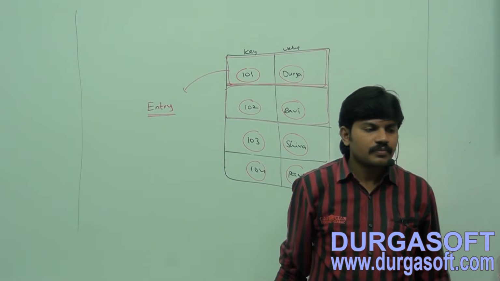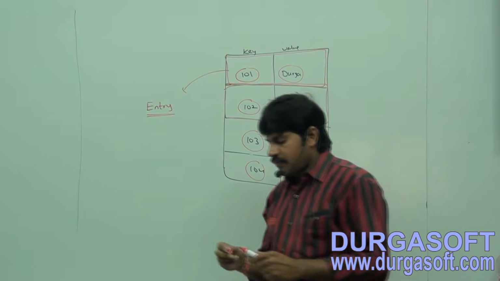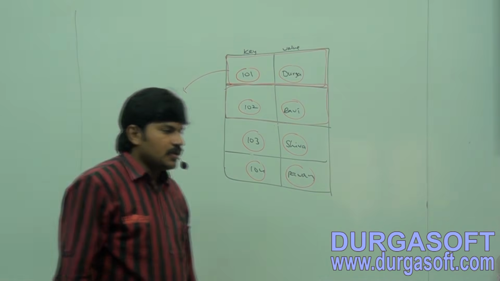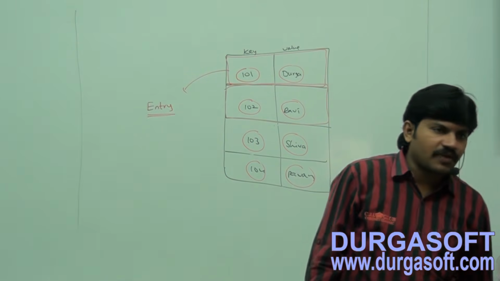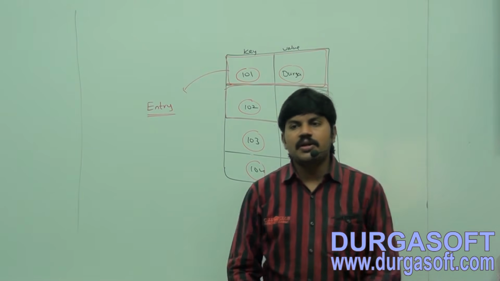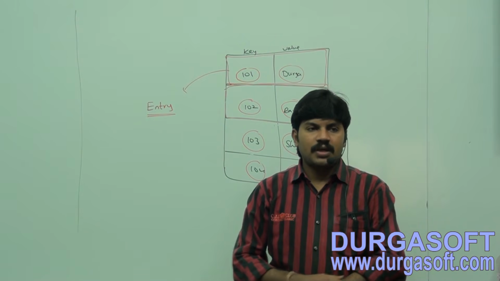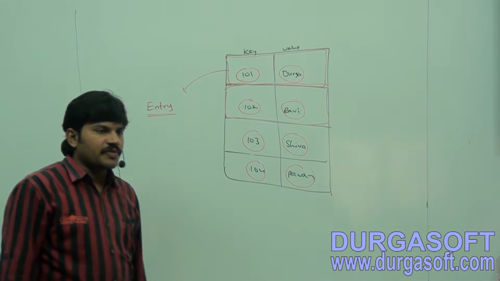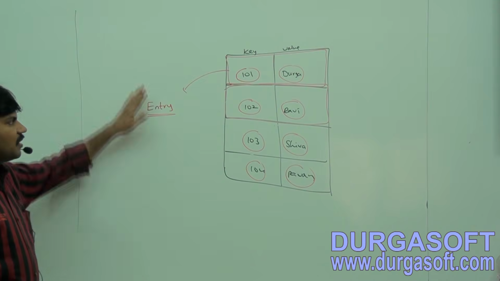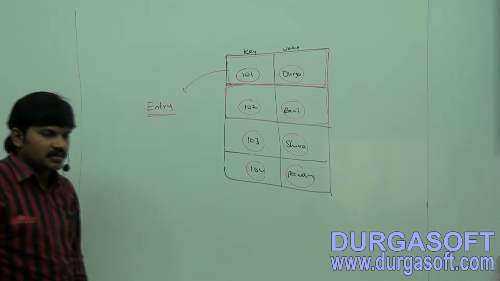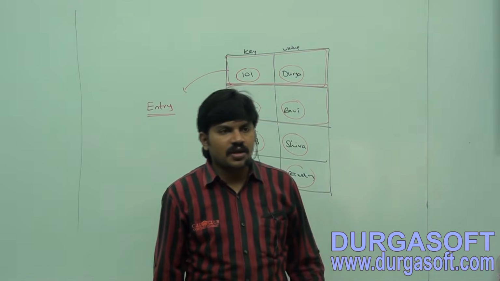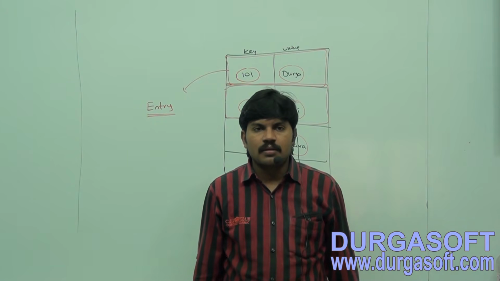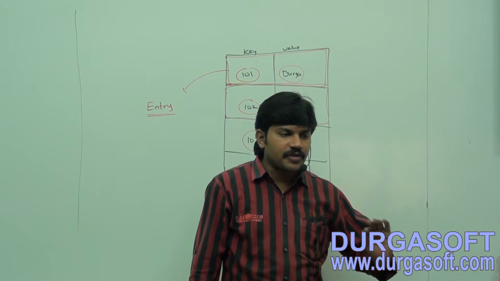At this point, map is not a child interface of collection. Map is not a child interface of collection. Okay, the first point is: not a child interface of collection. Underline that 'not'. Don't strike, underline. Map is not a child interface of collection.